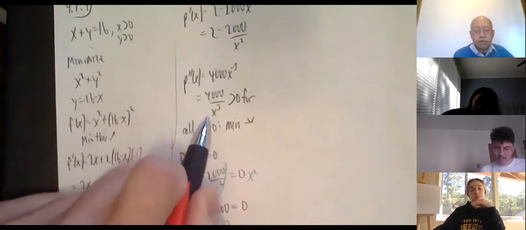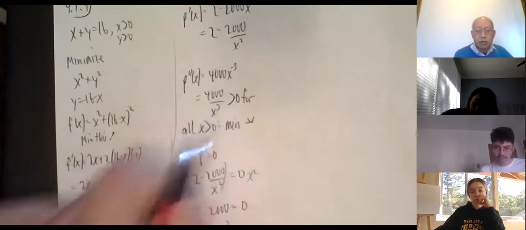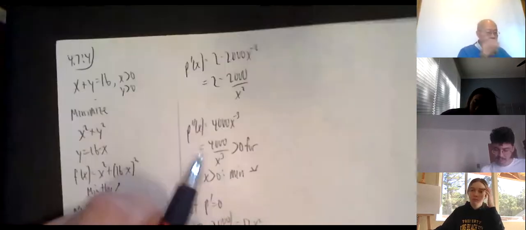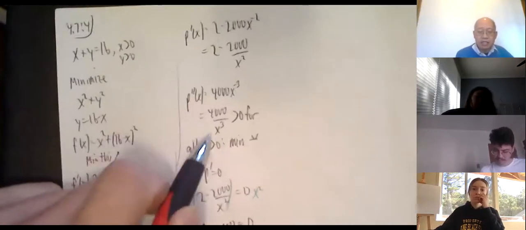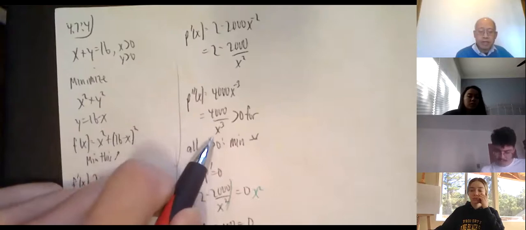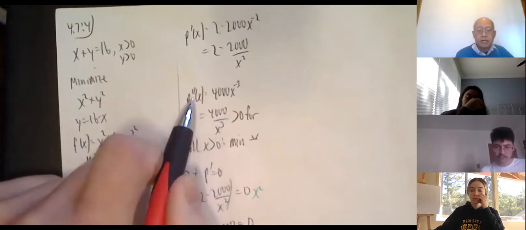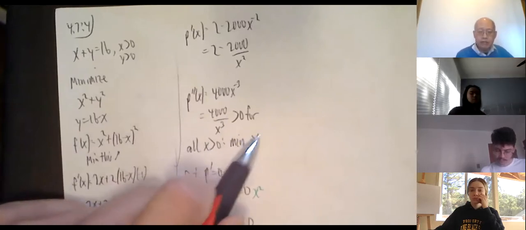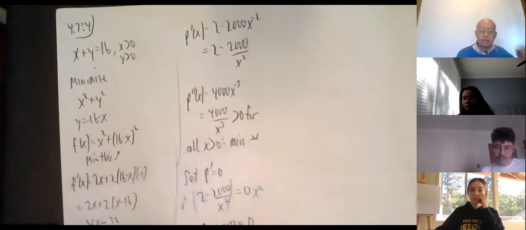4,000 over x cubed is definitely greater than 0 for all x greater than 0. Okay? And for this word problem, I'm only allowed to plug in positive stuff. If x is any positive number, 4,000 divided by x cubed is greater than 0. Second derivative greater than 0 means concave up, and it means I have a minimum. Am I looking for a minimum? Yes, I'm looking for a minimum.